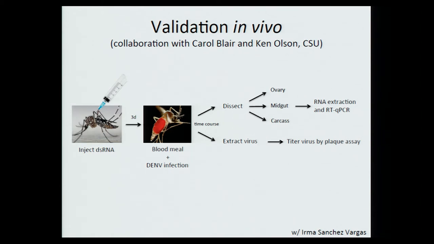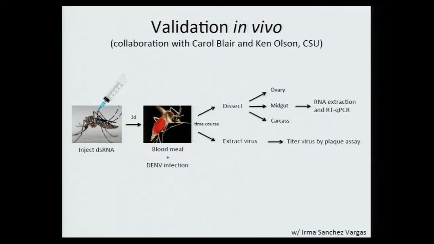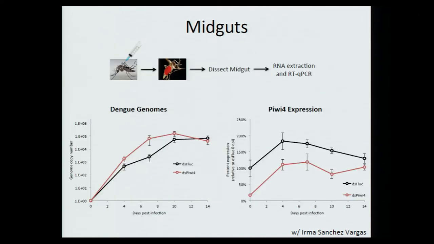From one of the pools, we isolated live virus from the whole mosquito and did titer by plaque assay, because virologists like plaque assays. Secondarily, we dissected the mosquitoes into the germline tissue, the ovary, as well as non-germline tissues, the midgut and carcass, which is missing the midgut and ovary. They sent these samples over to me, where I did an RNA extraction and RT-qPCR.